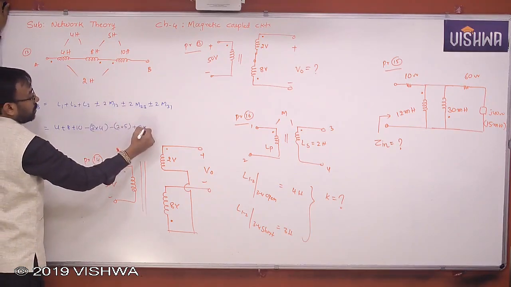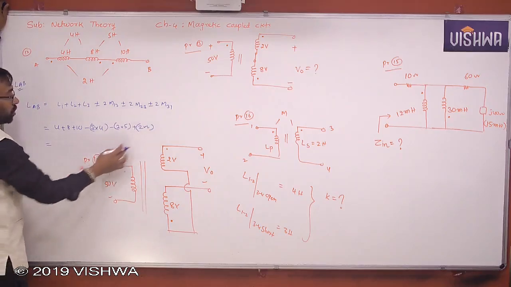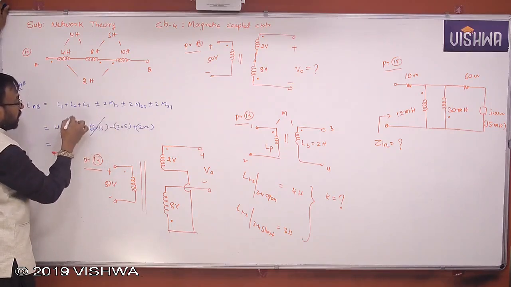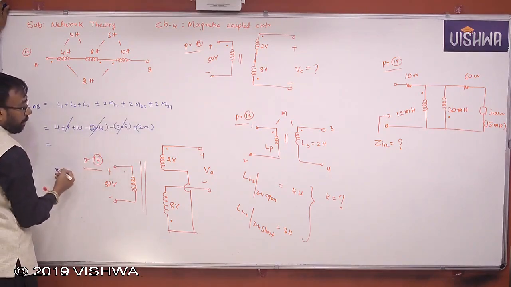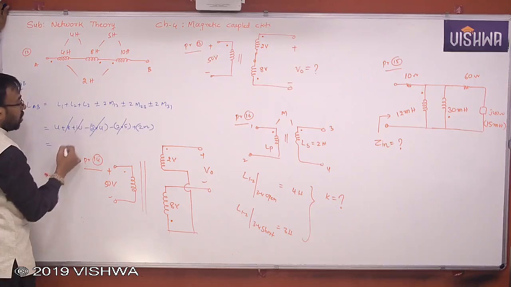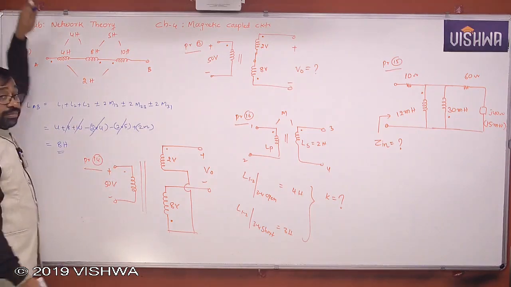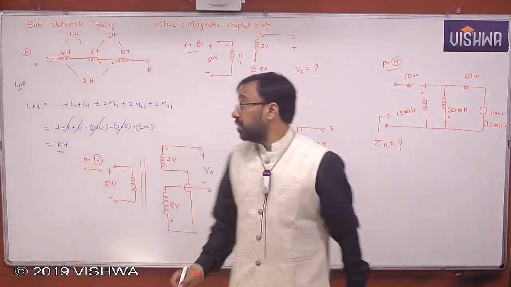That's it. Simple. So 2 into 2, 4. 2 into 4, 8. Minus 8 plus 8 gone. What is this value? 10. 10 gone. 4 plus 4, 8 Henry is the answer. Understand all of you? Next.